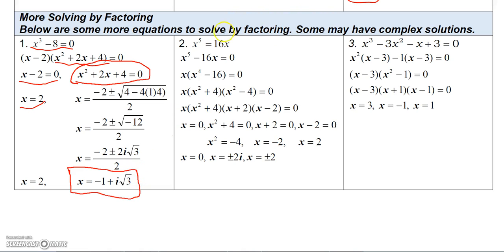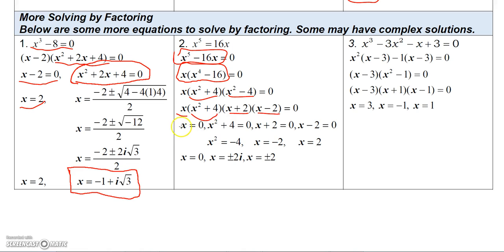Alright, on this one, the first thing I wanted to do was move the 16x to the left so that I could get both terms on the left, and then I can factor out an x, and when I factor out an x, I get x times x to the fourth minus 16. Well, the x to the fourth minus 16 will factor into x squared plus 4, x squared minus 4. But we're not through factoring yet, because x squared minus 4 will factor into x plus 2, x minus 2. Now, of course, the x squared plus 4 doesn't factor. So I've got four factors here: x, x squared plus 4, x plus 2, and x minus 2.